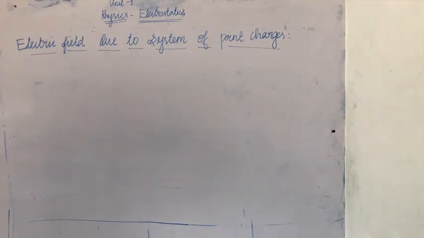Suppose a number of point charges are distributed in space. To find the electric field at some point P, due to this collection of point charges, the superposition principle is used. The electric field at an arbitrary point due to a collection of point charges is simply equal to the vector sum of electric fields created by the individual point charges. This is called superposition of electric fields.